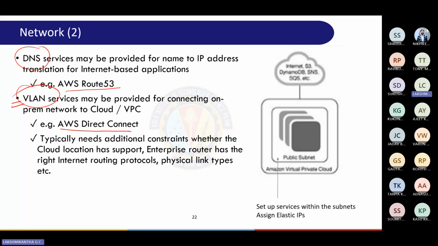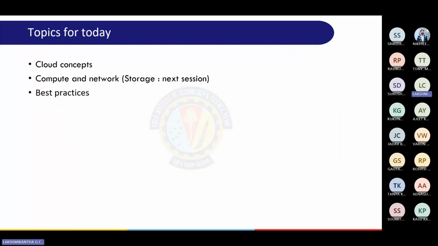Okay. However, guys, getting this setup requires checks on the cloud location support, the capabilities of your enterprise router and also physical link types. So my dear friends, we have covered the core architecture for compute and also network. Now let us recap before diving into the best practices. Okay. So this is the recap given here.